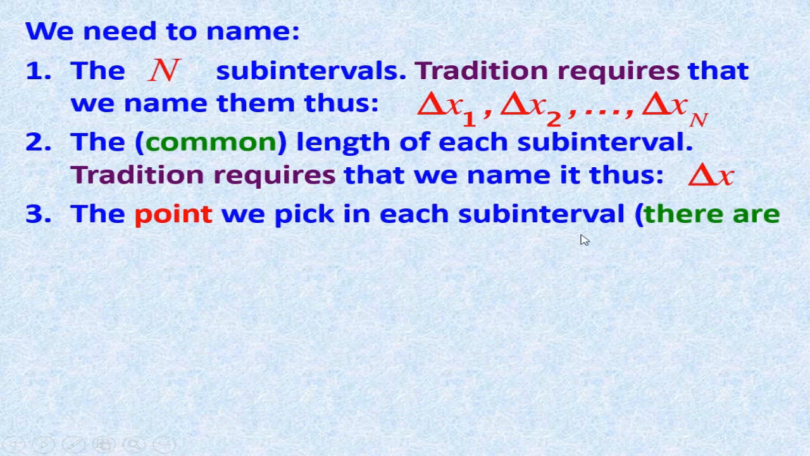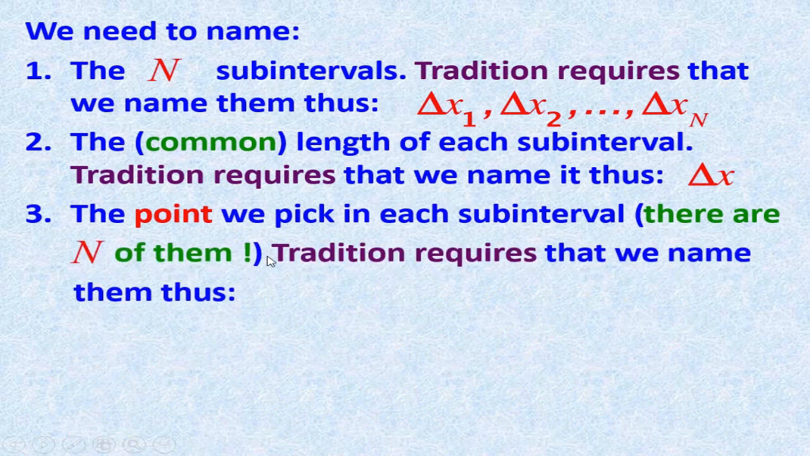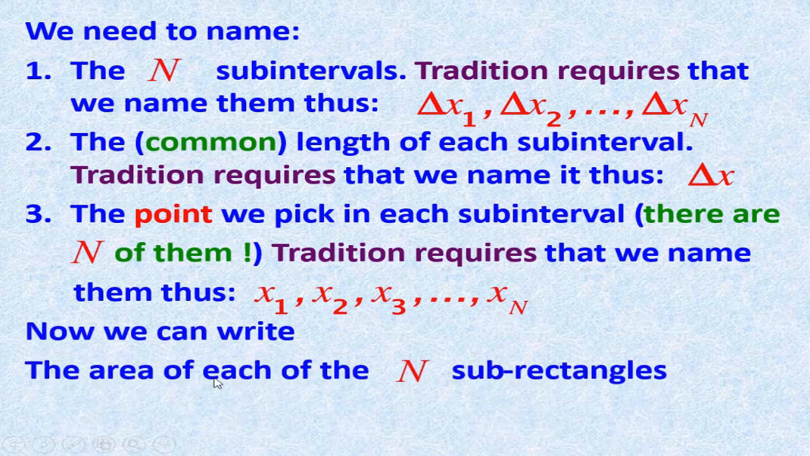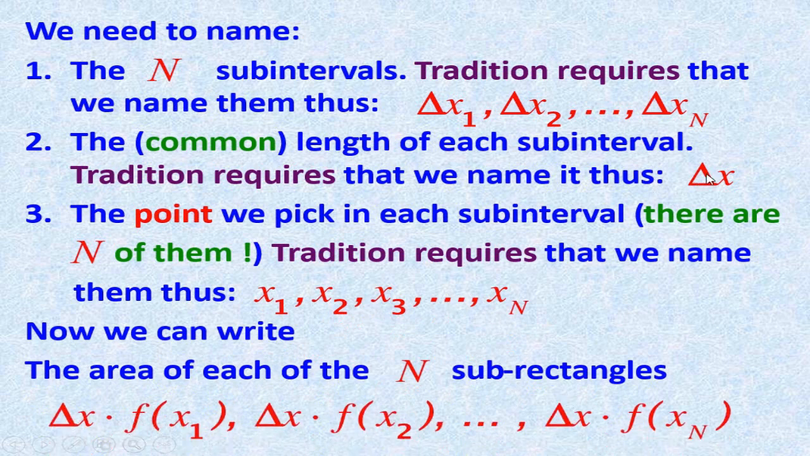And then the point we pick in each subinterval, there are n of them. So there are n subintervals, or n rectangles. And we have x sub 1, x sub 2, up to x sub n. Therefore, we can write that the area of each of the n subrectangles is the length times the height.